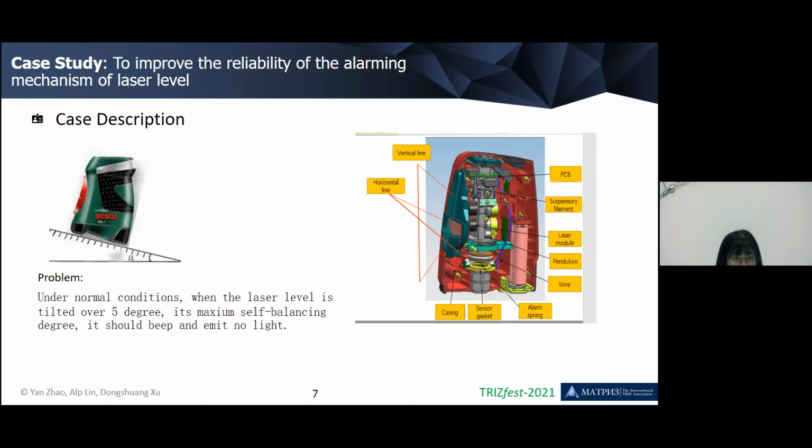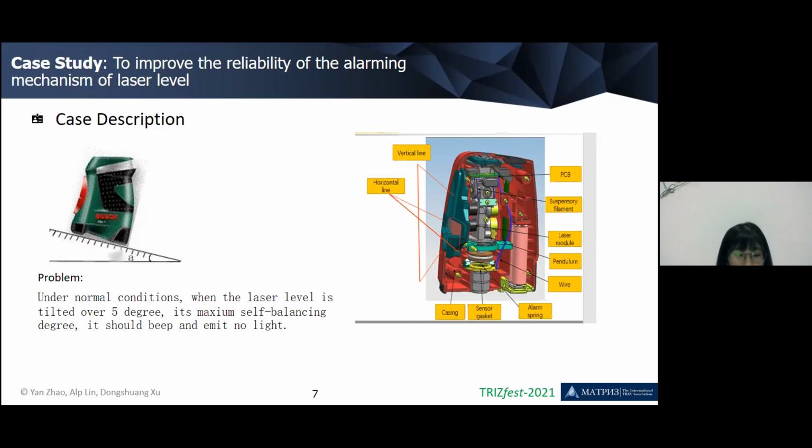But there is a problem with this product. The company got complaints from customers. Under normal conditions, when the laser level is tilted over 5 degrees, its alarm system will be triggered. So the laser level will beep and emit no light. But the problem is that when the laser level is tilted over its maximum self-balancing degree, it doesn't beep and it still emits light.